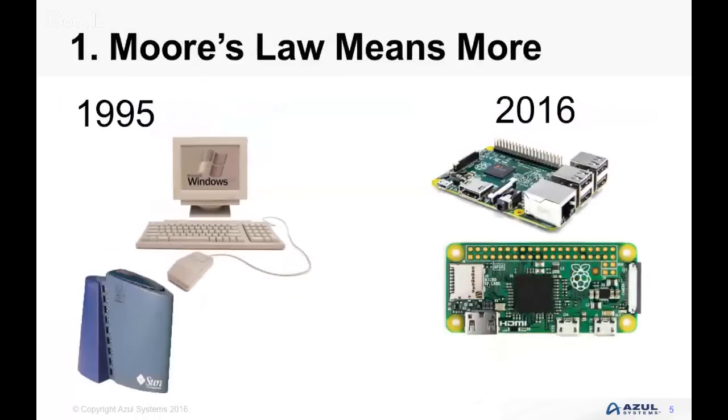Right, so let's get into the 10 things which make Java the best platform for developing Internet of Things applications. And the first one is what I've called Moore's Law means more. And what I mean by that is that Java is a mature platform. It's been around now for 21 years. So in programming terms, it's not the oldest, but it's certainly not the youngest either.